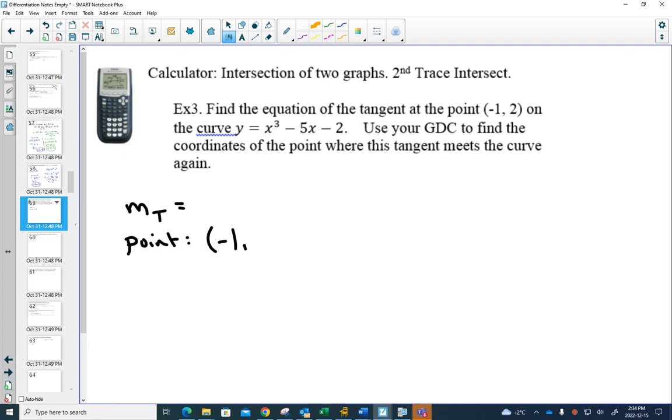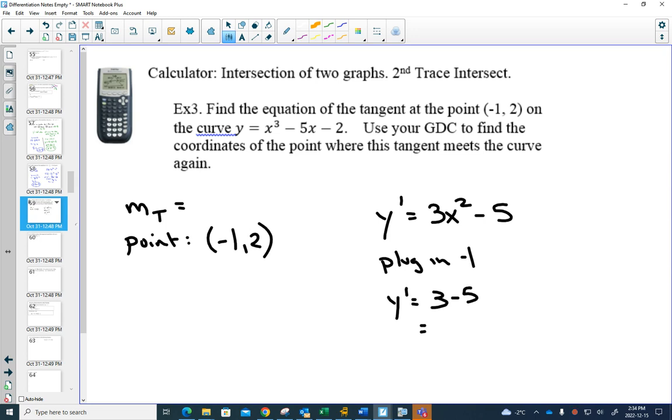We're given the point -1, 2. We would find the slope with the derivative, and then plug in -1, and you would get y prime equals 3 minus 5 equals -2. So the slope of the tangent is equal to -2.